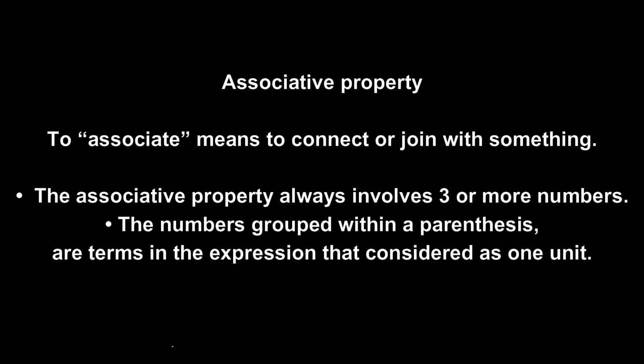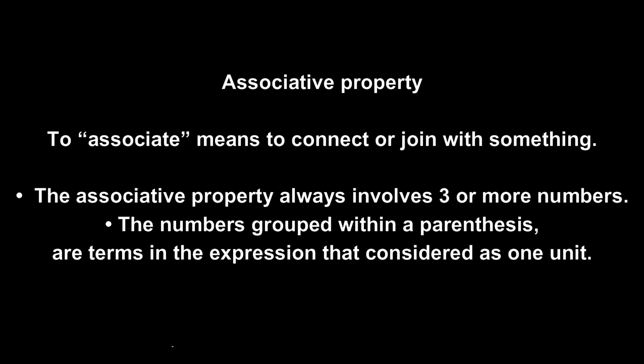The associative property always involves 3 or more numbers. The numbers grouped with a parenthesis, that means in a bracket, are terms in the expression that are considered as one unit. When you have 3 numbers and you are connecting 2 numbers with a parenthesis in a bracket, that bracket is to be considered as one unit. This is the meaning of associative. That means to join or to connect two things.